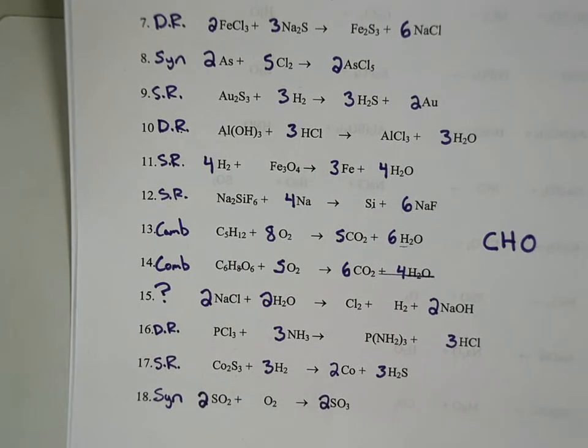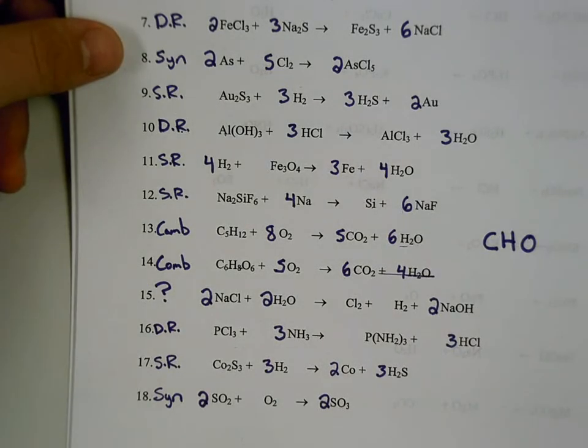Now we have 2 sulfurs, so I need 2 sulfurs here. And now we see 2 times 2 is 4, plus 2 is 6, and 2 times 3 is 6. So now we're balanced.